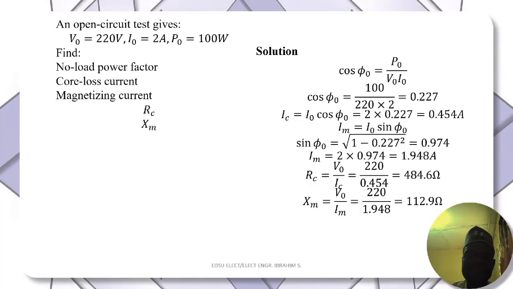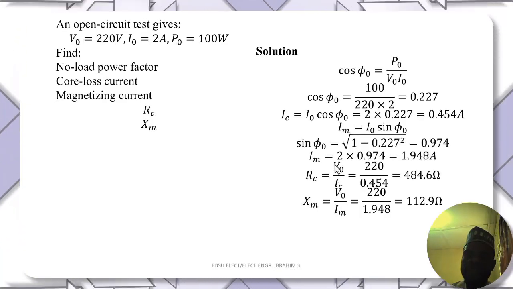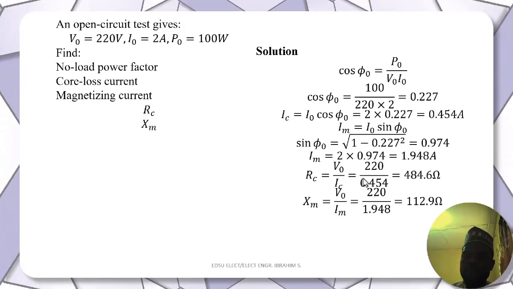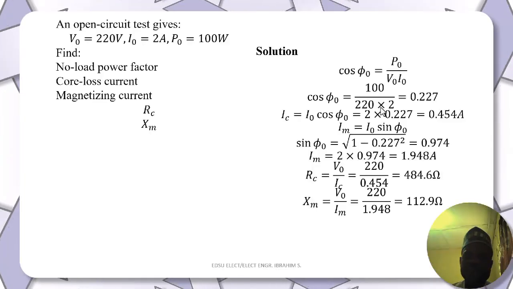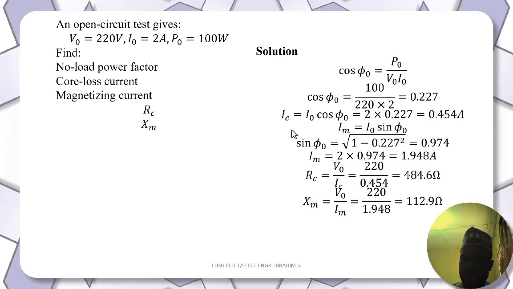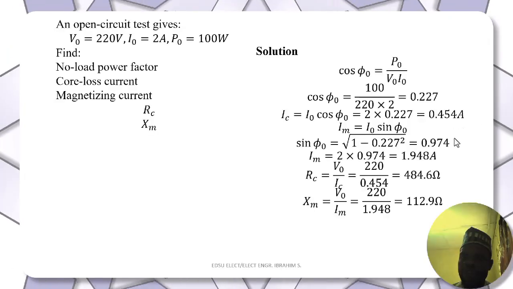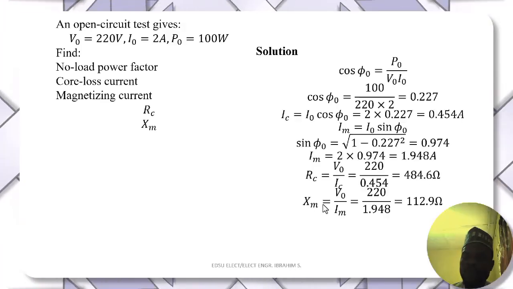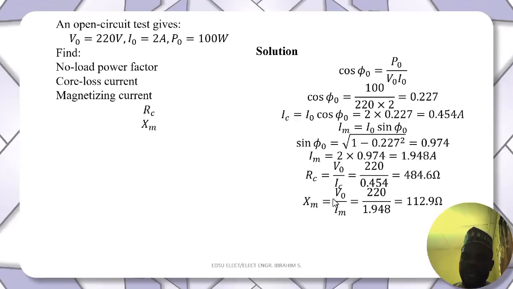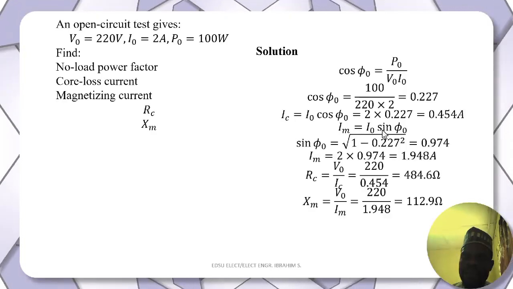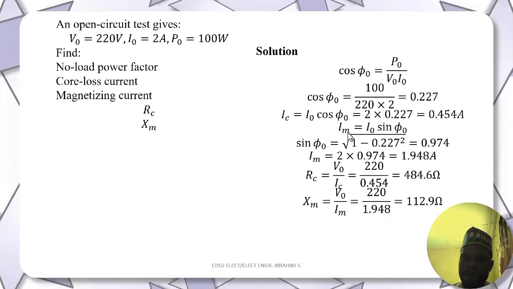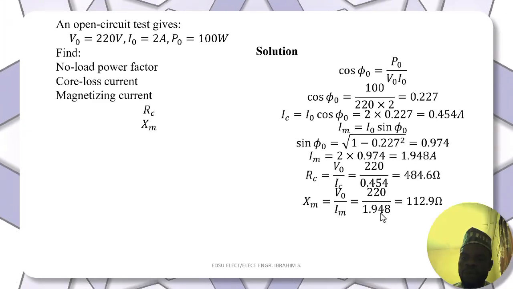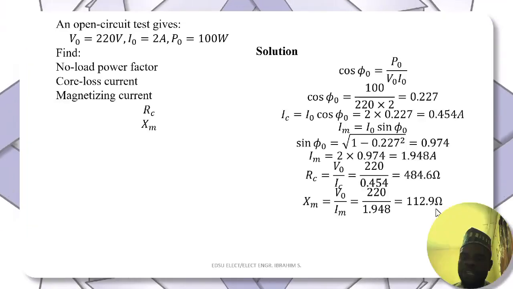Then my RC, because I was told to calculate the core loss current, my IC. So my RC is my V no load divided by my IC. My V no load is 220, divided by my IC, which I've gotten to be 0.454. So my RC is 484.6 ohms, while my XM is V naught over my IM. My V naught is 220 and my IM is 1.948. So I have 220 divided by 1.948, which equals 112.9 ohms.